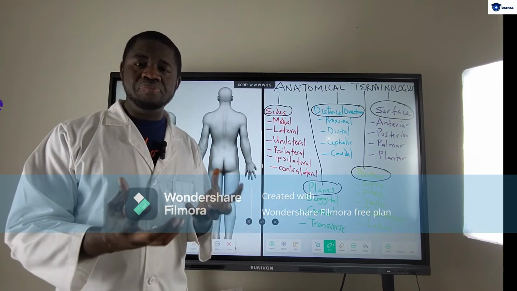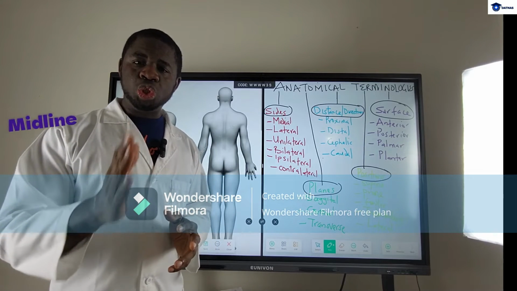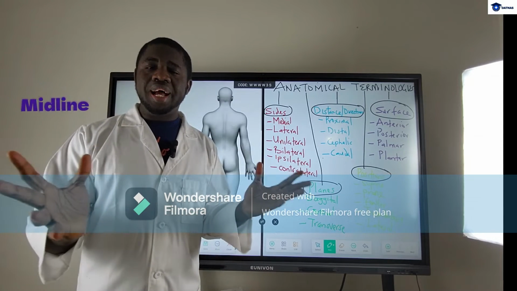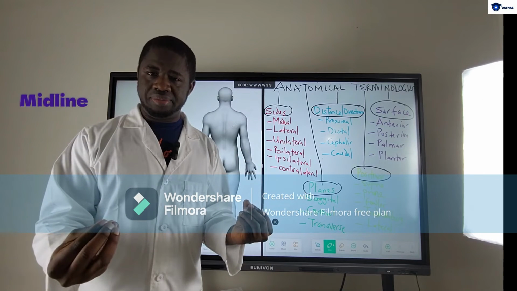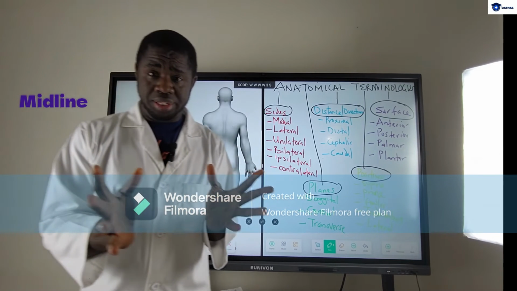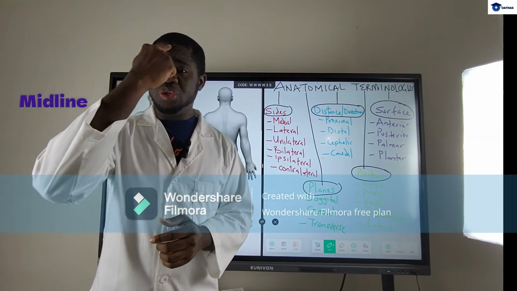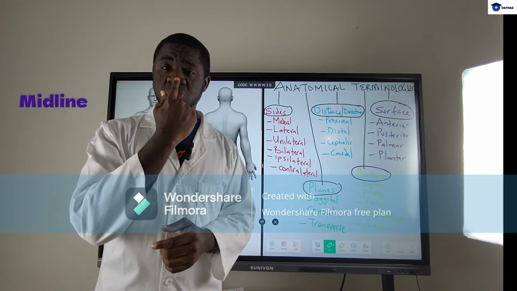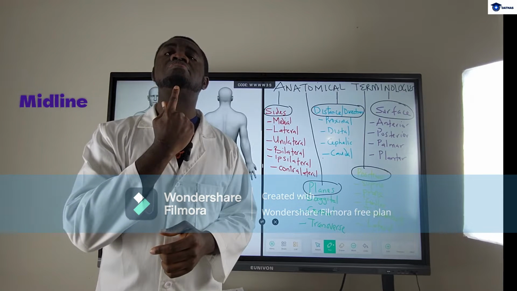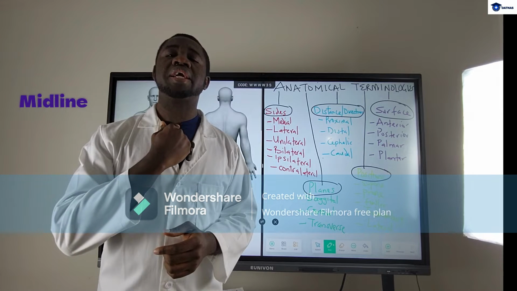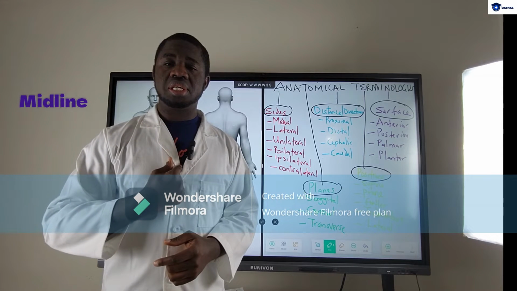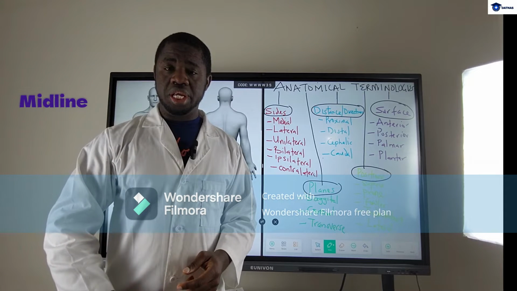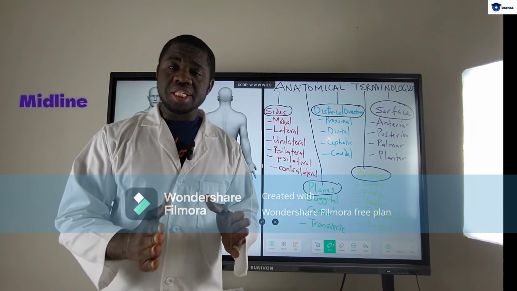let's talk about the midline. Show me where the midline is in your body. The midline is an imaginary line that starts from the middle of your forehead, going down, passing through the middle of your nose, the middle of your mouth, down to the middle of your neck, and the middle of your chest, down to the umbilicus, and down to the pubic organs. So this is your midline.